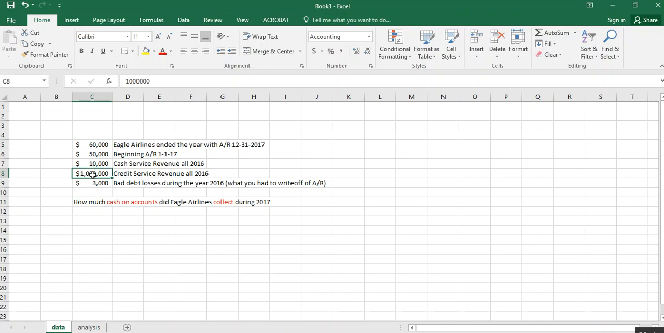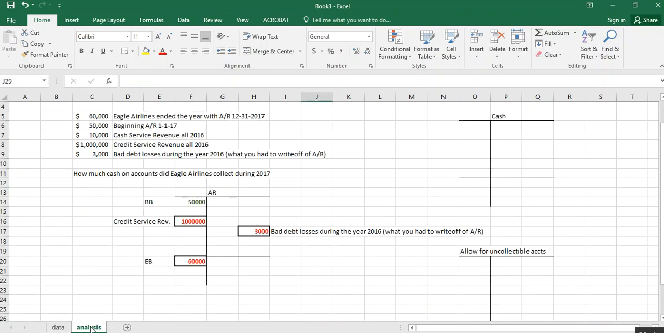You have $1 million of credit service revenue. This is very relevant because this is when you debit accounts receivable and credit service revenue, in this case, airline revenue, whatever. And then you notice too, you have bad debt losses. Notice this is not bad debt expense. Bad debt expense is only booked once a year, December 31st. For purposes of our class, let's just say that. It's only booked once per year. This is talking about losses. Losses means you're writing the account receivable off. This is actually a pretty easy problem if you just take it piece by piece. And let's do just that.